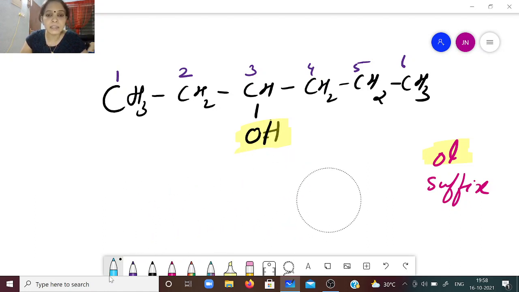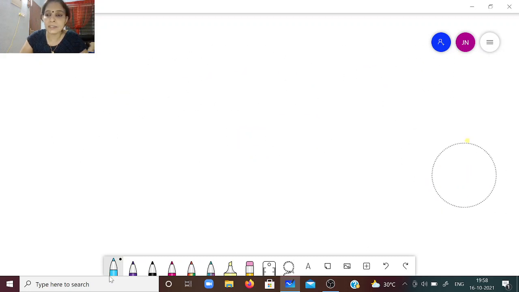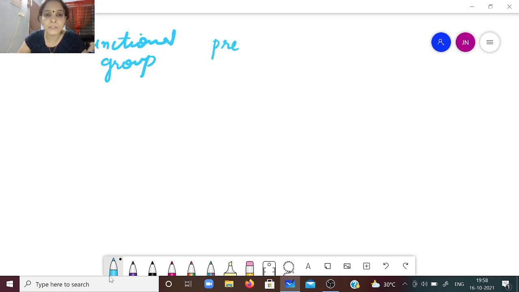Now let us see the chart I mentioned, the functional groups. We have to study them in priority order. Which functional group is used as a suffix and which as a prefix? Sometimes the functional group will be used as a prefix, sometimes as a suffix.